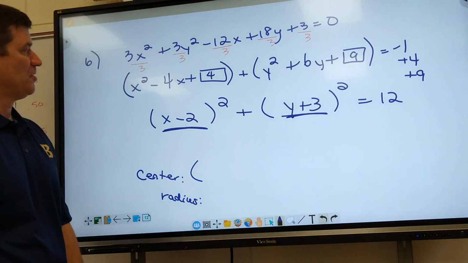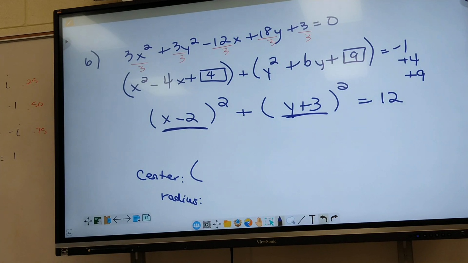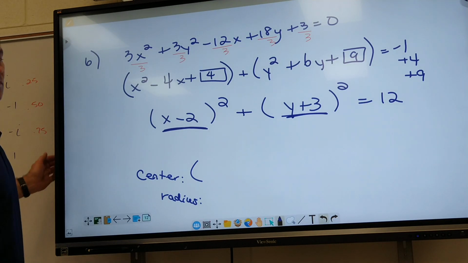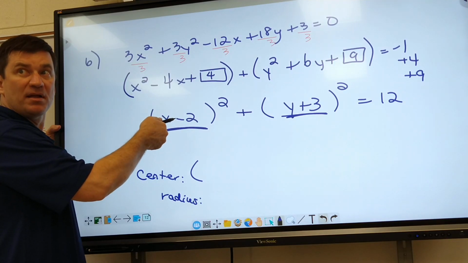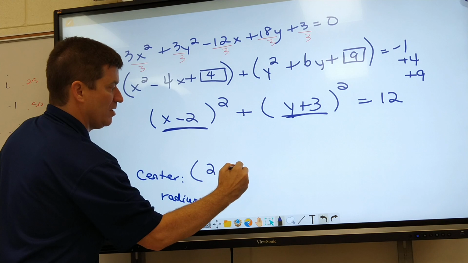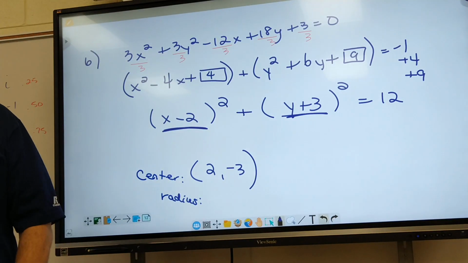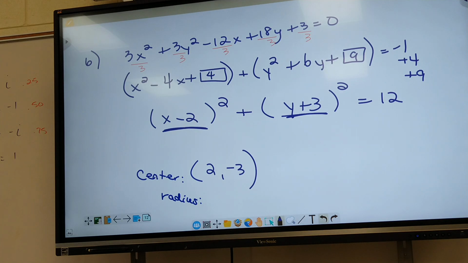All right, Nathan, what's the center? Remember, flip the sign. 2, negative 3, and to find the radius, what do we have to do, y'all? Take the square root of 12 and make it a decimal. Square root of 12, make it a decimal, 3.5.